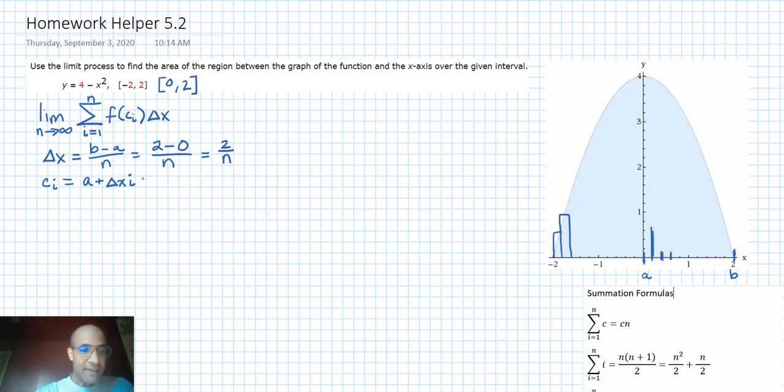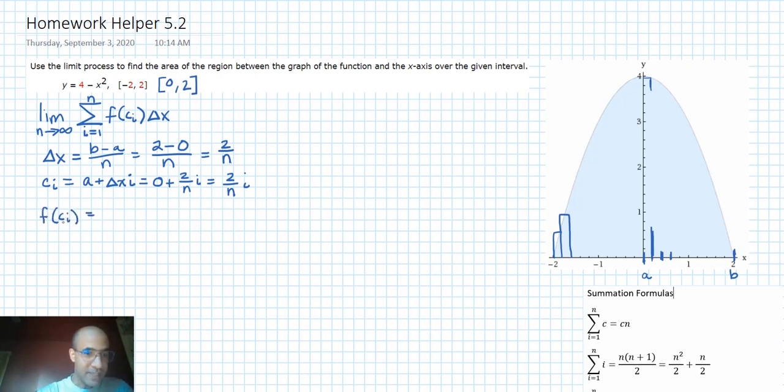So given that our a value in this case is 0, and we just figured out delta x is 2 over n, it's just 2 over n times i. Okay? So that's our little formula for the x values. Well, the only reason to get the x values is so we can put them into the function to get how high that rectangle will actually be, right? Get the height of each rectangle. We're going to plug c sub 1 into the function, and that will give me the height at c sub 1, right? So we need to figure out a formula for f of c sub i.